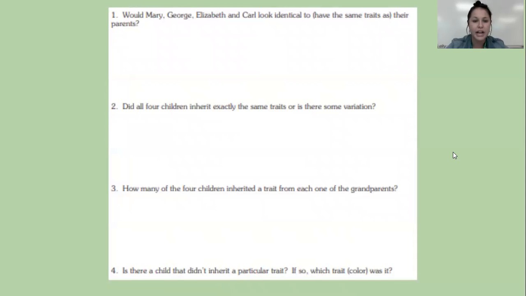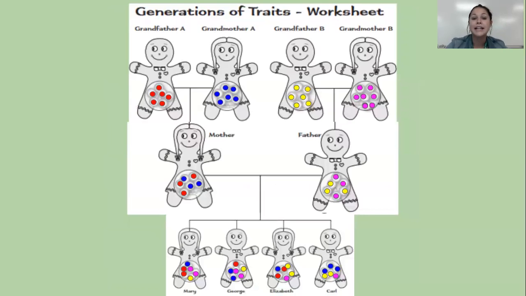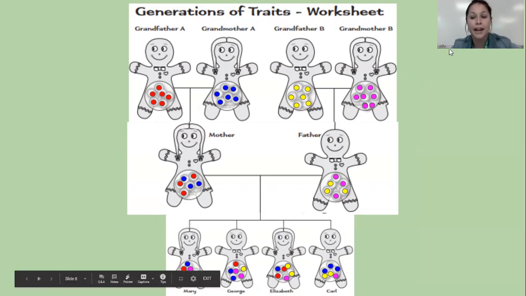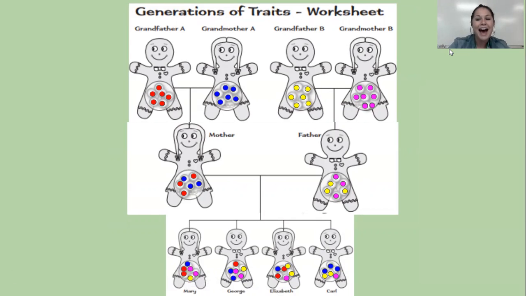And our last question, is there a child that didn't inherit a particular trait? Meaning, what color didn't a child inherit? I want you to tell me if there was a gingerbread grandchild who did not inherit a trait from one of their grandparents. Now, this picture here is on your assignment, so you'll be able to look at it when you're answering these questions. I cannot wait to see what you've learned about inheritance and traits so far, and I will see you next time.